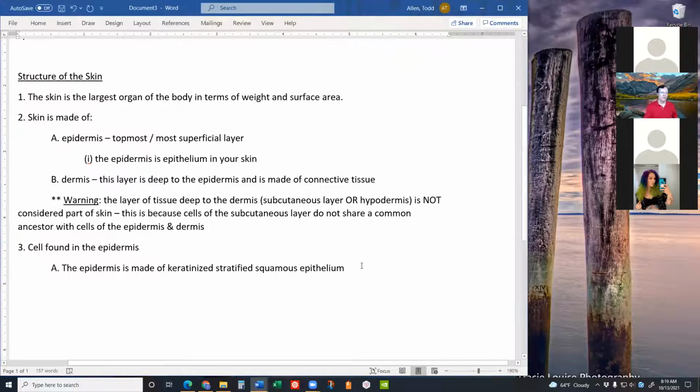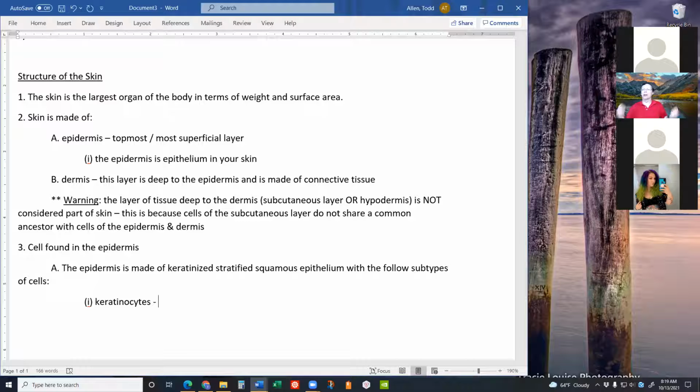Okay, so the epidermis is made of keratinized, stratified squamous epithelium with the following subtypes of cells. Okay, first we have the keratinocytes. Keratinocytes are epithelial cells that make a lot of keratin protein, and again, they contribute to abrasion resistance for the structure of the skin. These cells are characterized by the abundance of keratin that they manufacture.